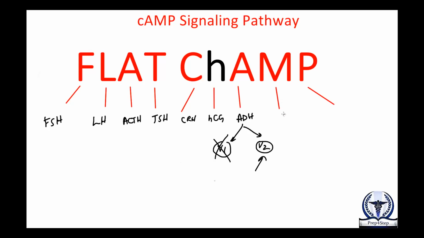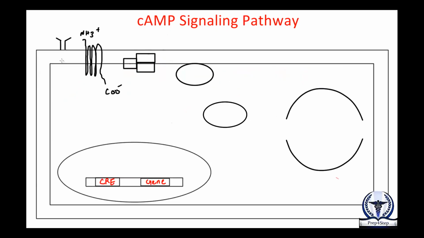The M stands for MSH, or melanocyte stimulating hormone, and the P is PTH. Okay, so that's the mnemonic. There are a few other ones that actually use this: one is GHRH, one is calcitonin, and one is glucagon. That pretty much covers all the endocrine hormones that use this pathway.